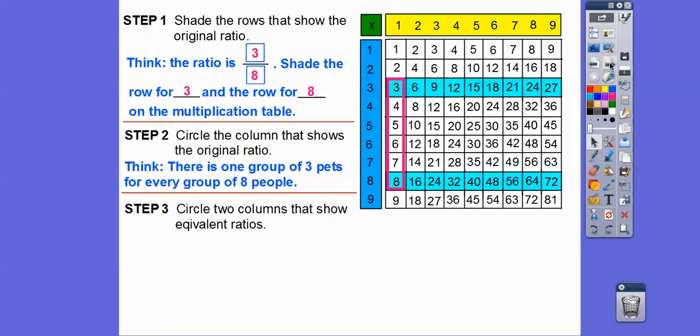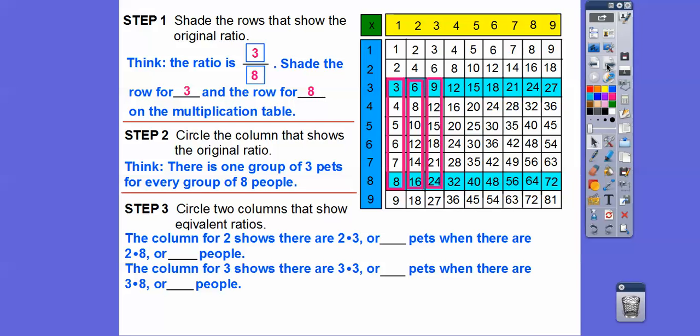And then here's step 3. Let's circle 2 more columns that show equivalent ratios. I'm going to circle these 2. I could have circled these 2 if we wanted to, this column and this column right here. In fact, this column keeps going. We can go 3 times 10 is 30, and then 8 times 10 is 80. 30 over 80 is an equivalent ratio of 3 over 8.